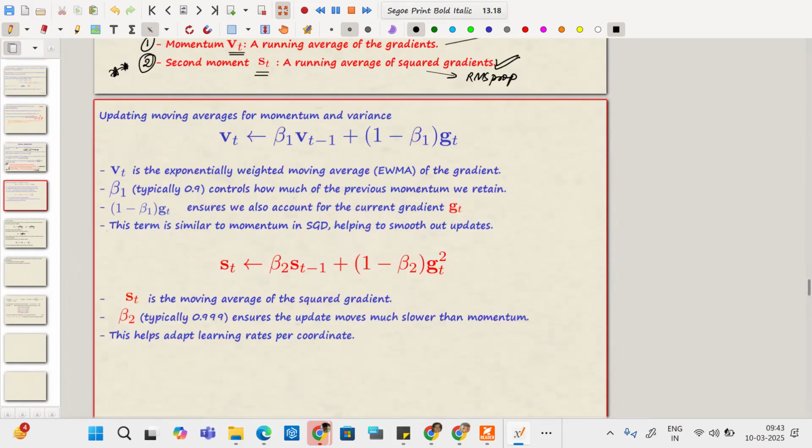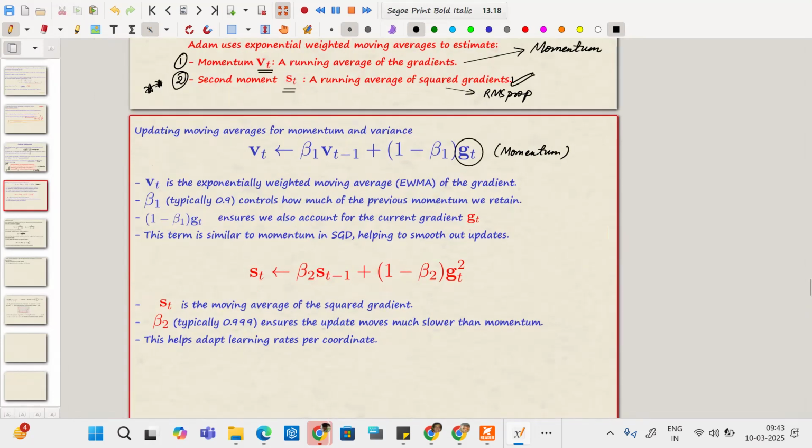So you can see we are updating the moving averages for momentum and variance, same as before. This is for momentum. We are just taking the gradient Gt. We are not squaring it because it's a part of momentum. Same beta 1, 1 minus beta 1. This is just a recapitulation of the momentum method. Beta 1 is typically set this way, and it controls how much previous momentum we retain.